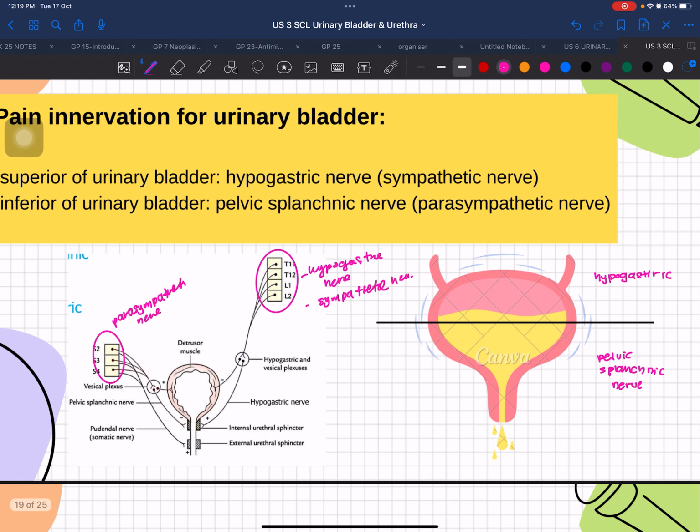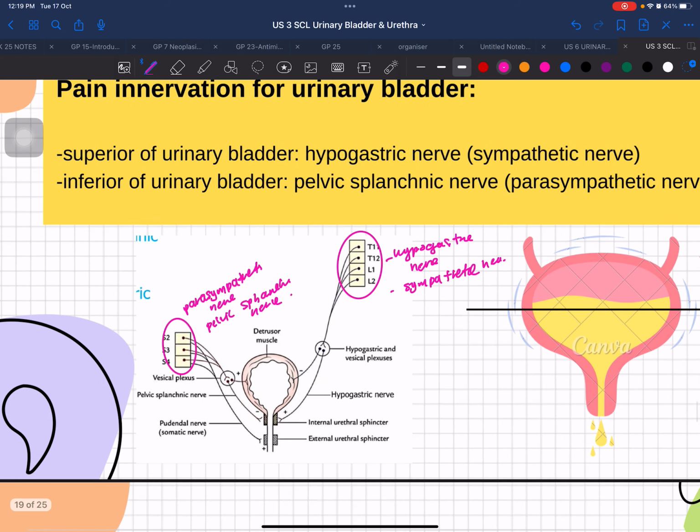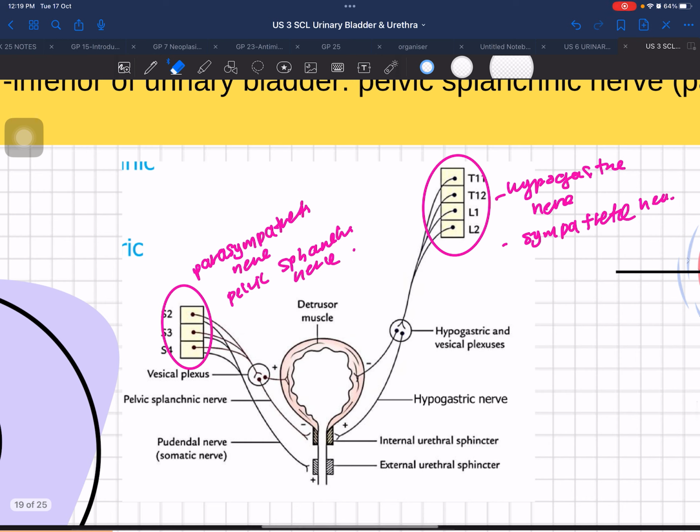Let me add on. Okay, thank you very much. So this is how the innervation of your urinary bladder works. Your urinary bladder receives innervation from the autonomic nervous system. You know it's autonomic, right? Things that you cannot control, they are involuntary. So they are controlled by sympathetic and also parasympathetic.